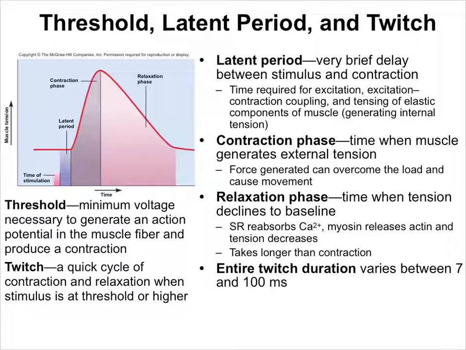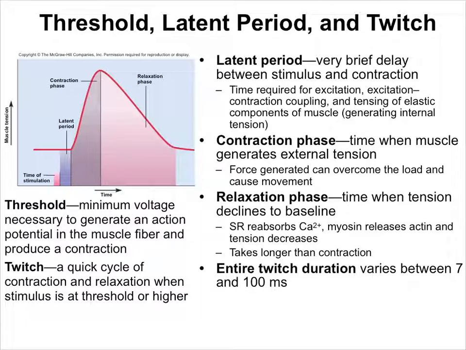And some muscles twitch fast and some twitch slower. You've probably heard about fast twitch and slow twitch muscles, and this is what it means. Some muscles are going to contract for a longer period of time and then take a longer time to reset before they can twitch again. Some are going to twitch very quickly and then relax very quickly, and some are going to be intermediate.